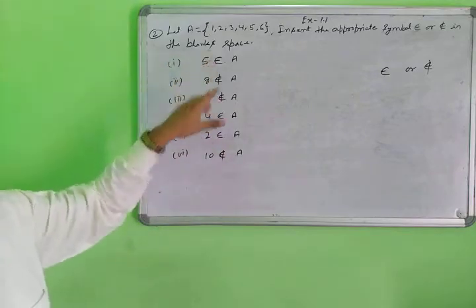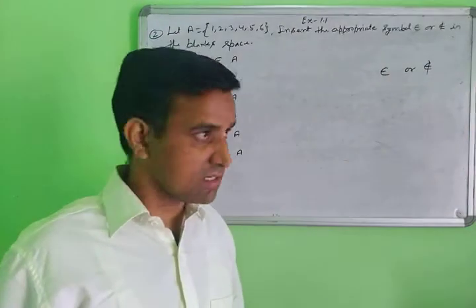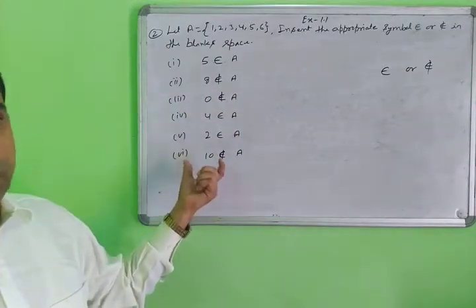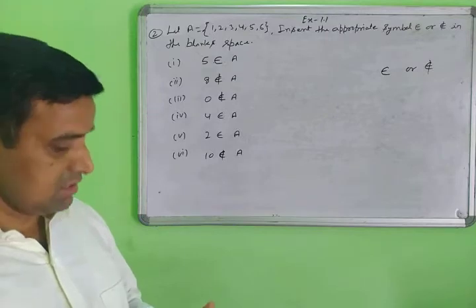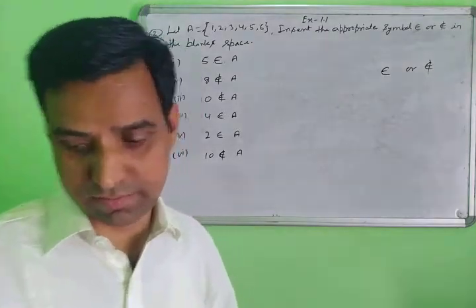So belongs and does not belong are very simple things, but understand them. The belongs symbol makes a relation, does not belong means not making a relation. So then you note down. Then next question.